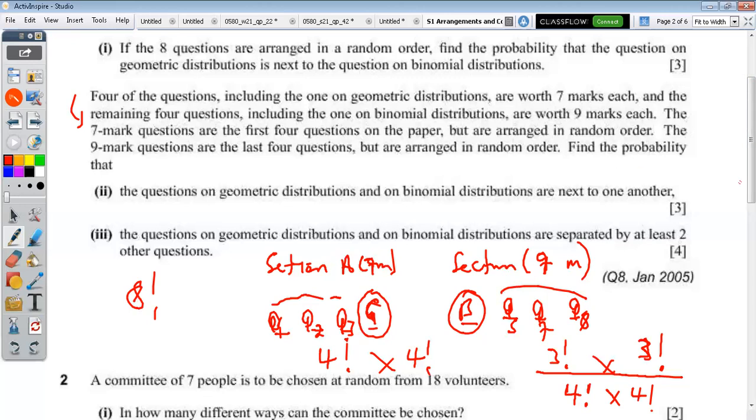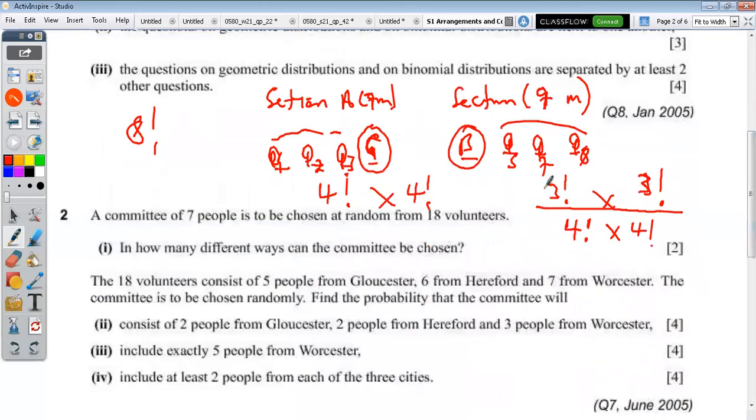What did you do? Did you do factorial? You're supposed to get a fraction here. I've got here 3 factorial, it looks like an exclamation mark. 3 factorial times 3 factorial over 4 factorial times 4 factorial. You're supposed to get a fraction, and it says 1/16.